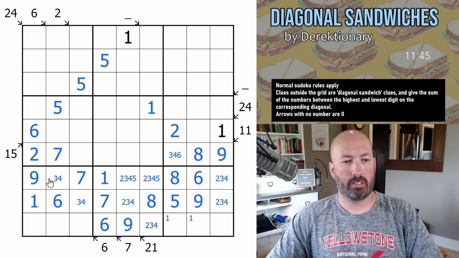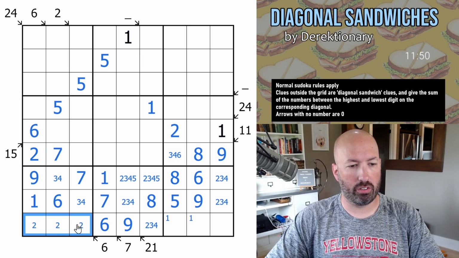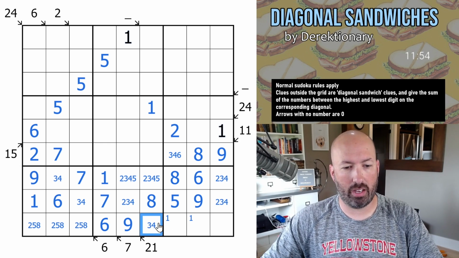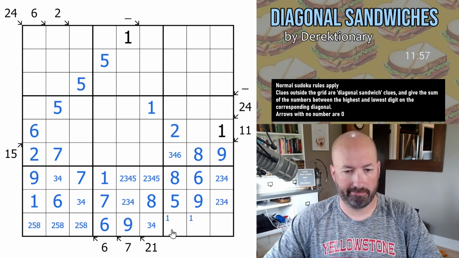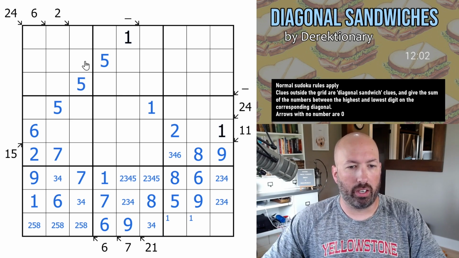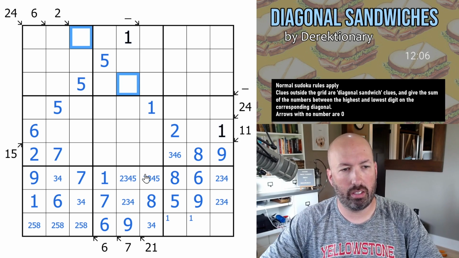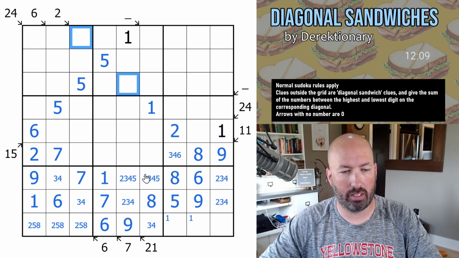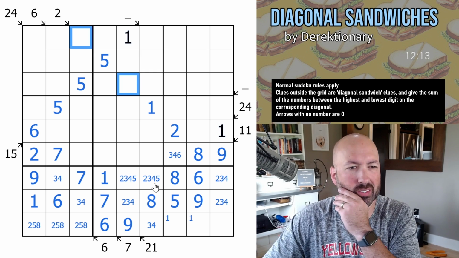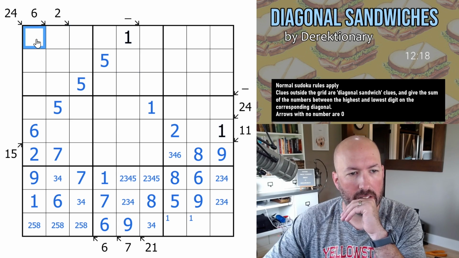Yeah. Okay. What are these? These are 2, 5, and 8. Which means this is not a 2. For whatever that's worth. Okay. These could be 2, 3, 4, 6, or 7. That's too many options. Okay. What about the 24?